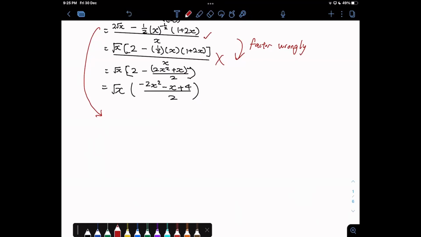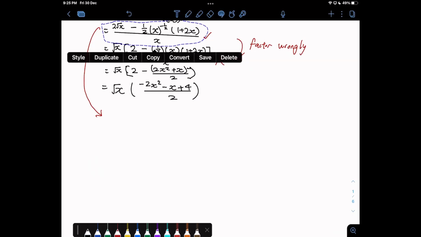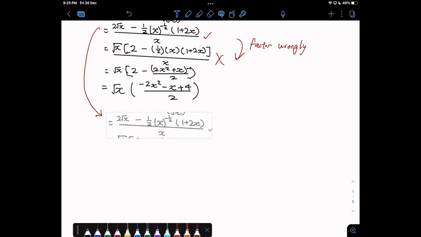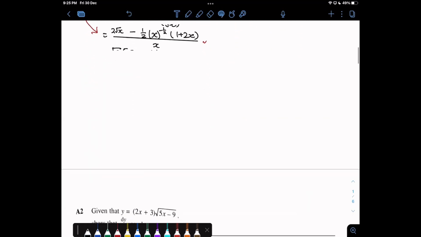Wait, let me give you more space. Hold on a second. Copy and paste like this. Try.